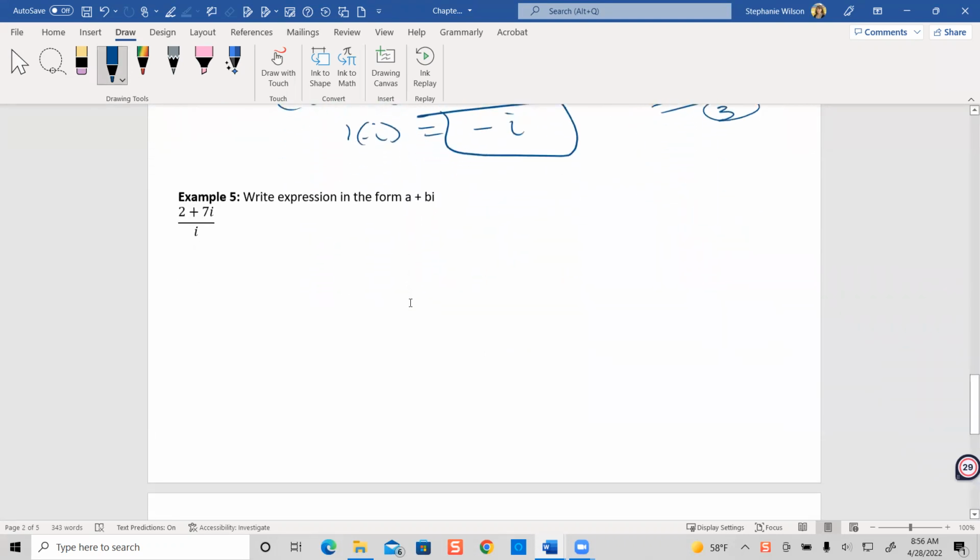All right, example 5 says we have an imaginary part in the denominator. So I'm going to multiply by i, because we need to multiply by whatever it's going to take to undo it and get i out of the denominator. If I multiply the denominator by i, I'm going to get i squared, and we know i squared is negative 1. Now I times 2 is 2i, plus 7i times i is 7i squared.